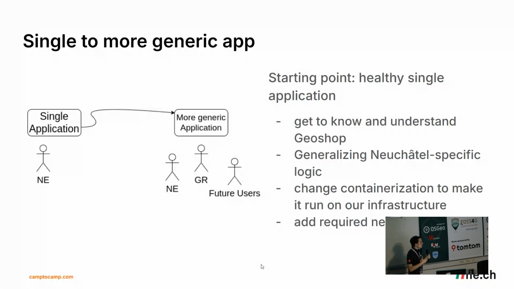It's quite a challenge to get from one single application to a more generic application. So first thing we had to do is to understand the GeoShop for ourselves because we didn't develop it. And we also had to get rid of some Neuchâtel specific logic. This is a process that's not completely done yet, because some stuff we didn't have to get rid of because we simply don't use it. Maybe if a future implementation or application will be created, then there will be need for more generalization.